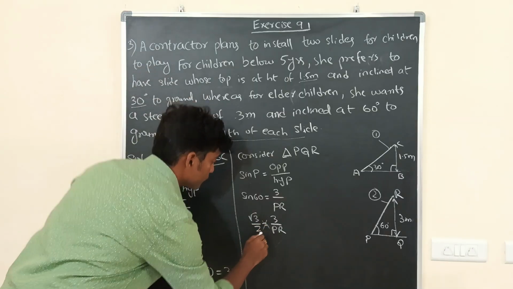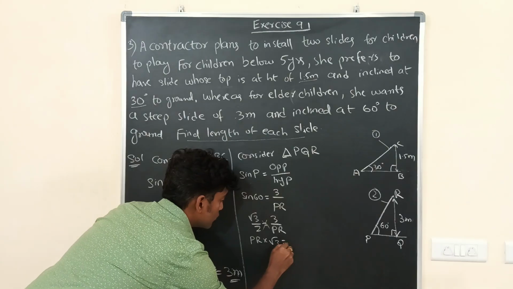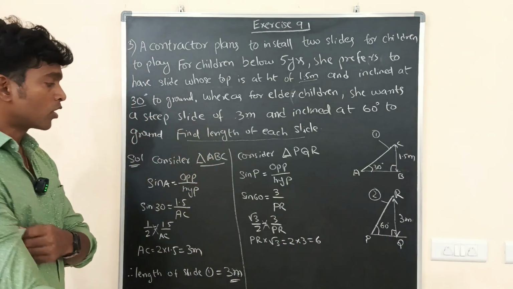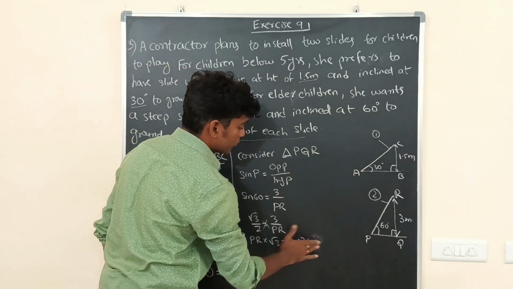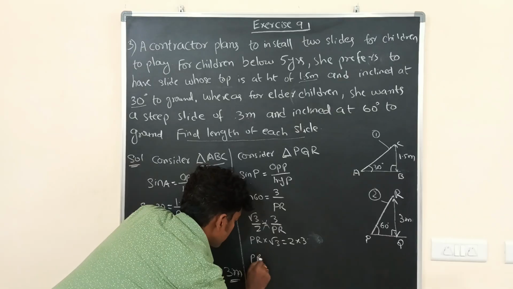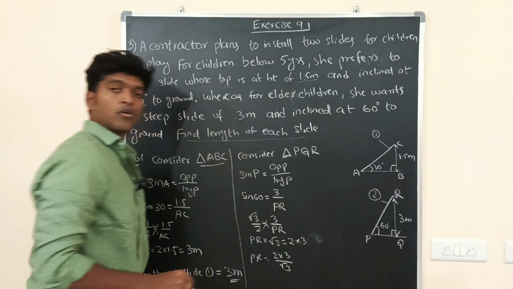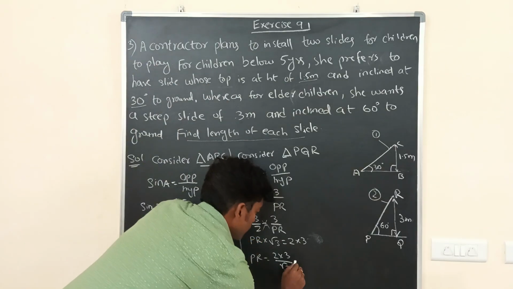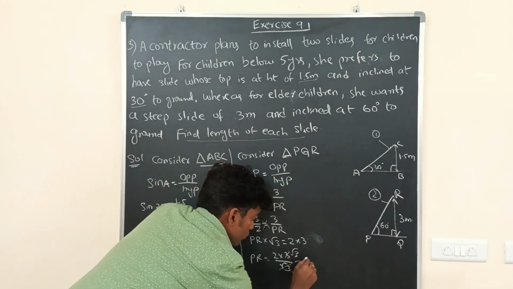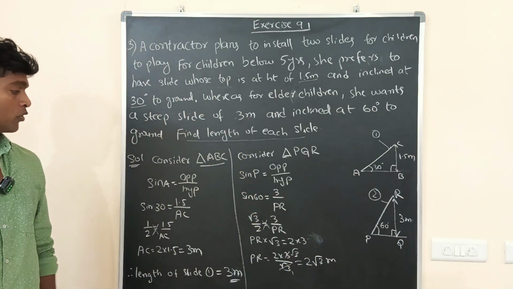Cross multiplication. What do we get? PR into root 3 is equal to 2 into 3. Let it be like this only. Now PR is equal to 2 into 3 by root 3. Three is root 3 into root 3, so the root 3 cancels. So PR is 2 into root 3 meters. So this is the answer.